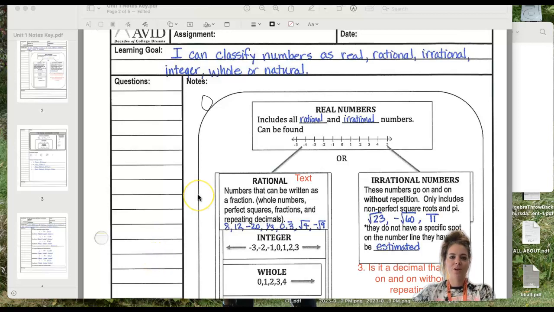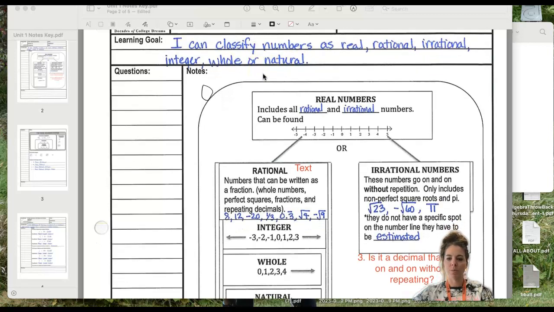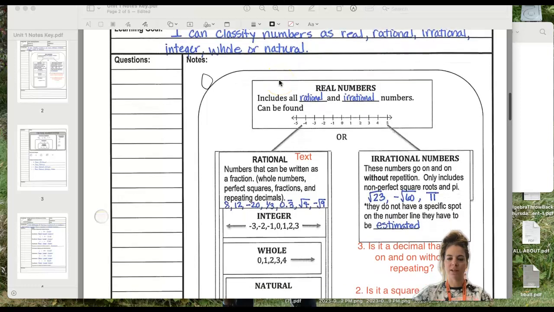Hi everybody, today we are going to learn how to classify numbers, and specifically if a number is rational or irrational. So you can copy down this whole learning goal, but we're going to just focus on rational versus irrational today. So pause it, write that down, and then continue listening.